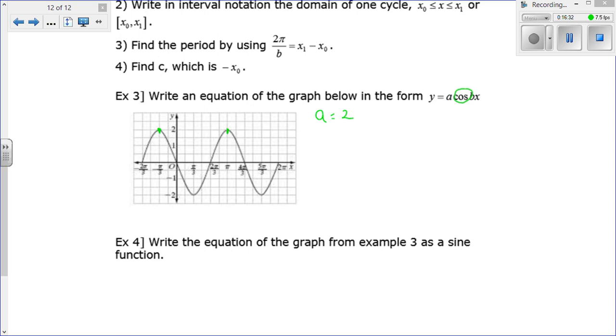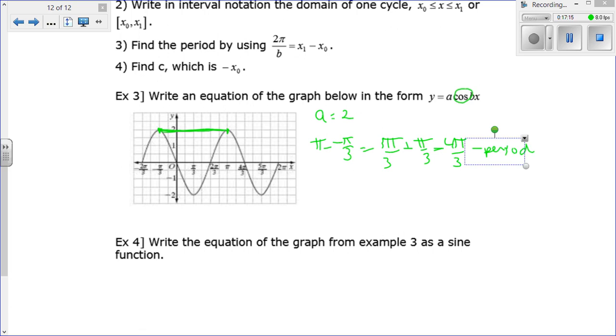Cosine starts at the amplitude. Figure out this distance here. How long does it take to get there? Well, if I subtract pi minus a negative pi over 3, I will have pi plus pi over 3. And I can change this quickly to 3 pi over 3, so I get 4 pi over 3. And this is the period.